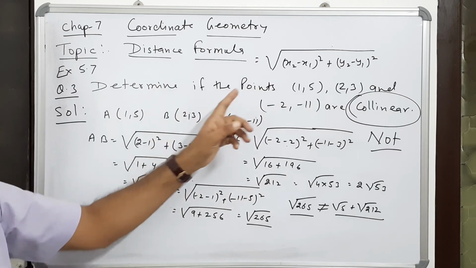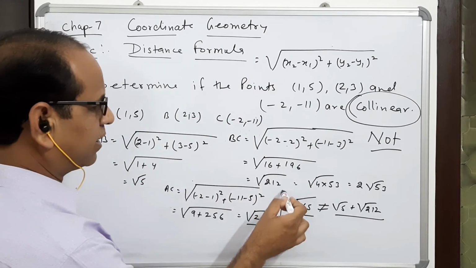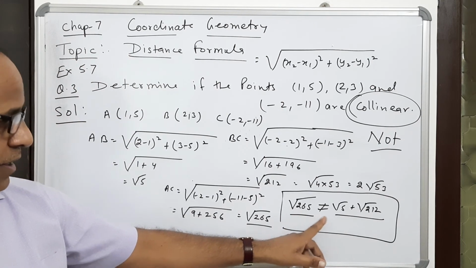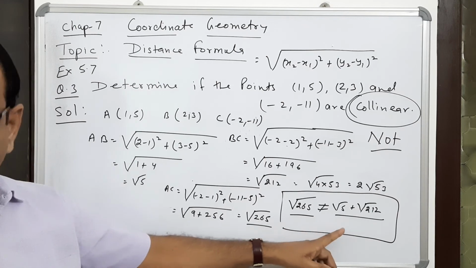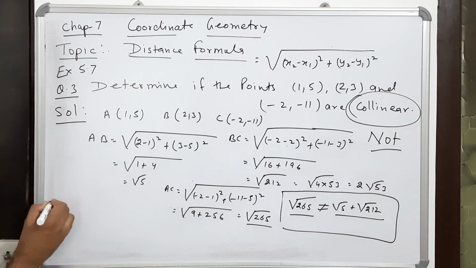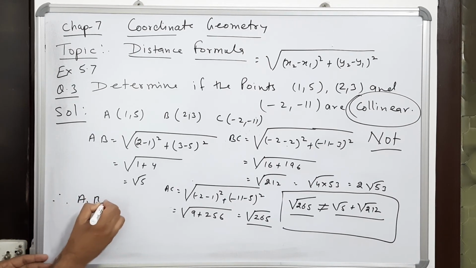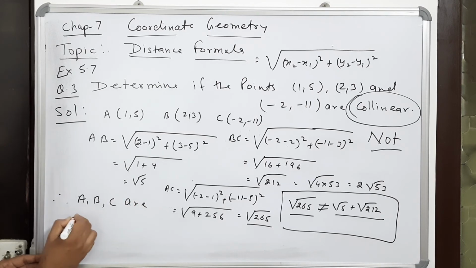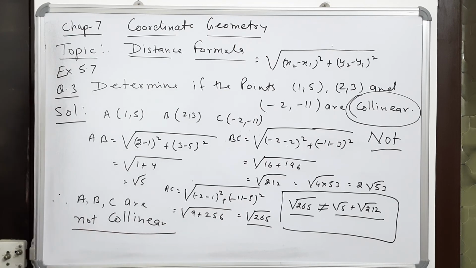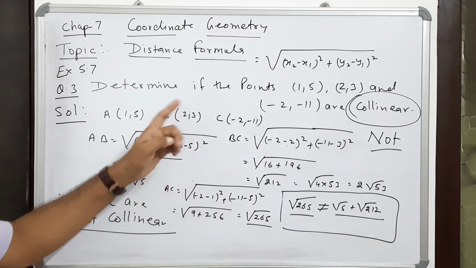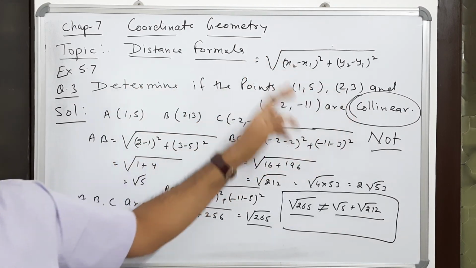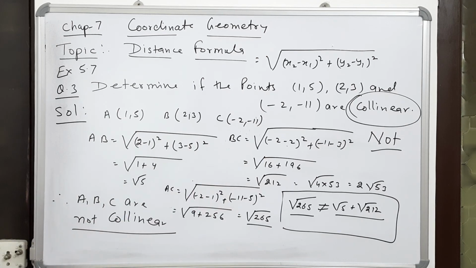These 3 points will be collinear if the biggest length is equal to the sum of the other two lengths. But it is not equal here, so we say that the points are not collinear. So the conclusion is A, B, C are not collinear. This is the important conclusion. So this is the application of the distance formula to prove the collinearity of 3 points. I hope it is clear to you. Thank you.